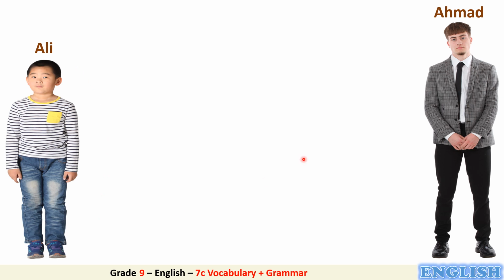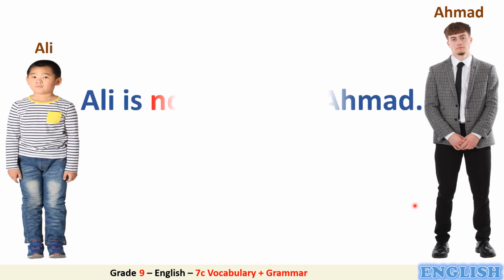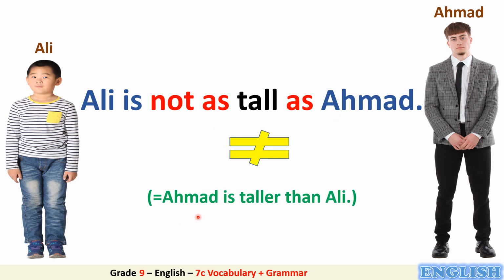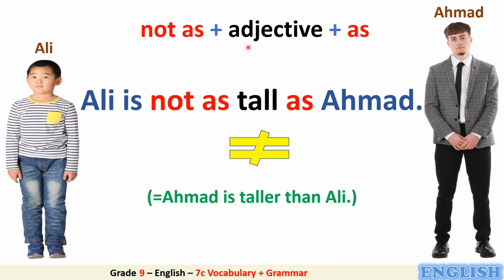Here is Ali and here is Ahmed. Ali is not as tall as Ahmed, which means Ahmed is taller than Ali. Here we compare between Ali and Ahmed. Look at this structure: not as plus adjective plus as. We use this structure to compare between two things or two people or two animals.